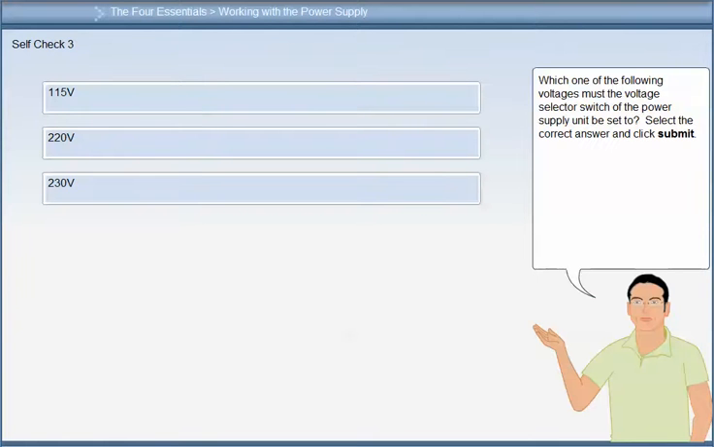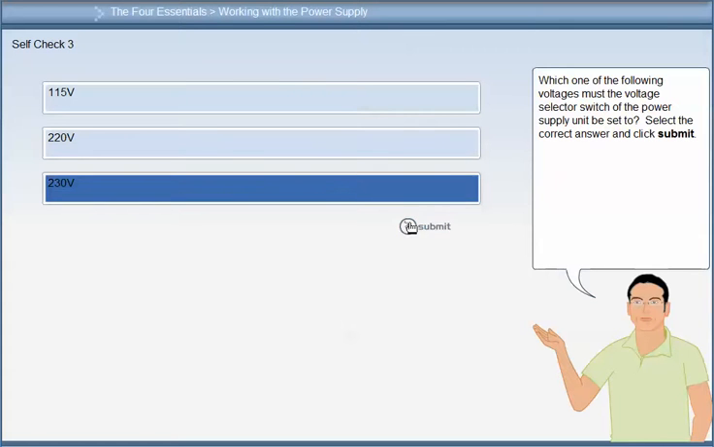Which one of the following voltages must the voltage selector switch of the power supply unit be set to? Select the correct answer and click Submit. That's right, the voltage selector switch of the power supply unit must be set to 230 volts.